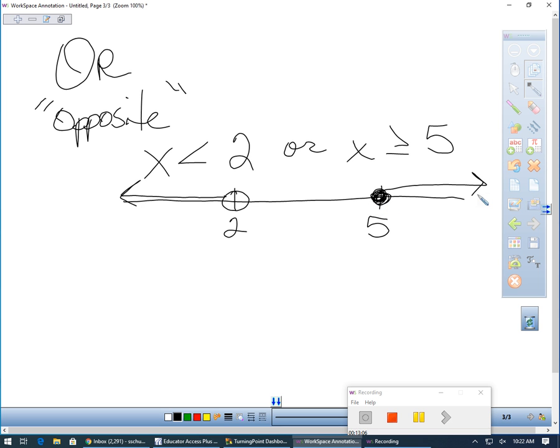So every or problem, its graph is going to go in opposite directions. Okay, so instead of where and was sandwiched in the middle, this is on the outsides, the opposite ways. Okay? Alright, so now let's talk about the interval notation for this. So if we were doing the interval notation for this piece, just like we used to do, right?